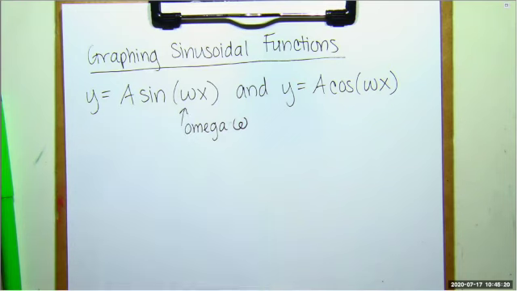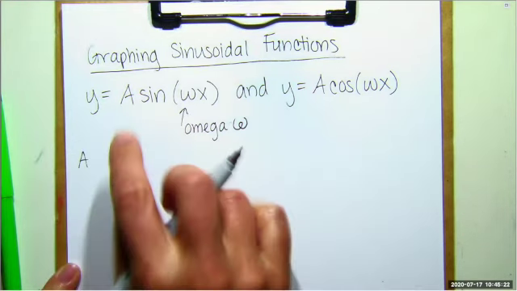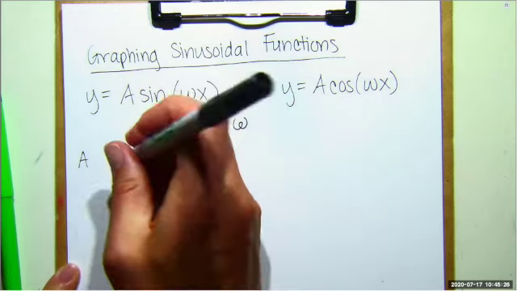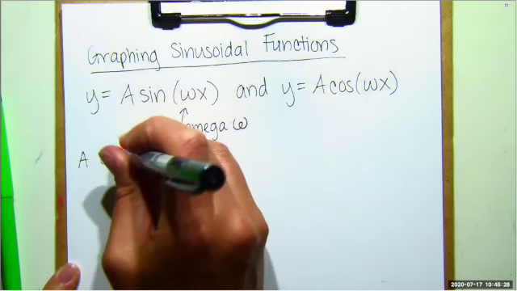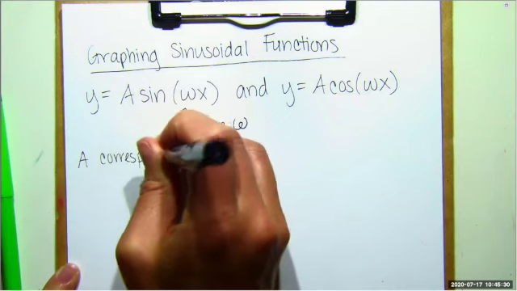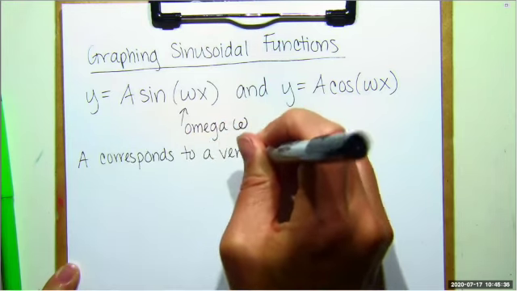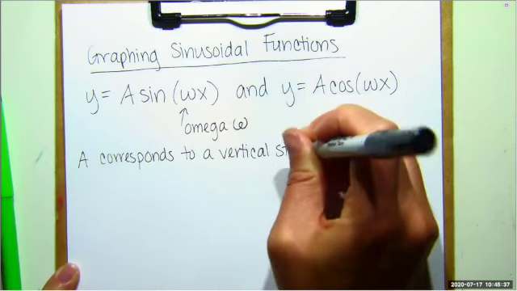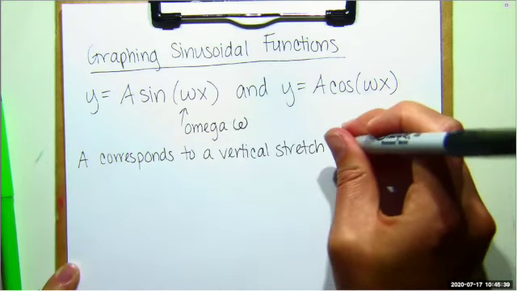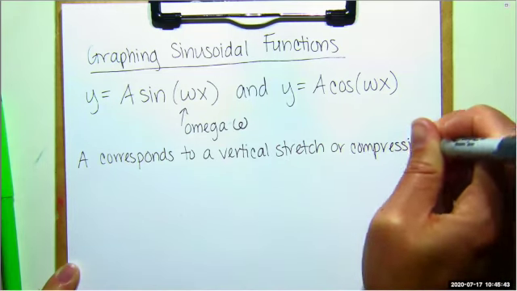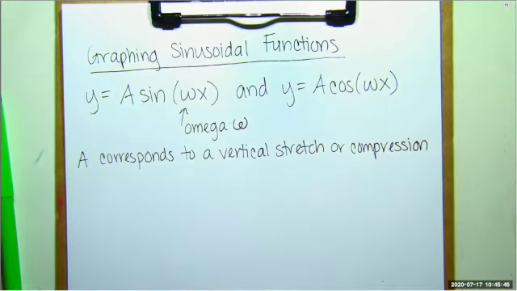Okay, so first up, A. When we multiply the outside of a function by some number, that corresponds to a vertical stretch or a vertical compression. Usually we just say stretch, and then if it's a number between 0 and 1, it's a compression, but it's a stretch downward. So we'll say vertical stretch usually.